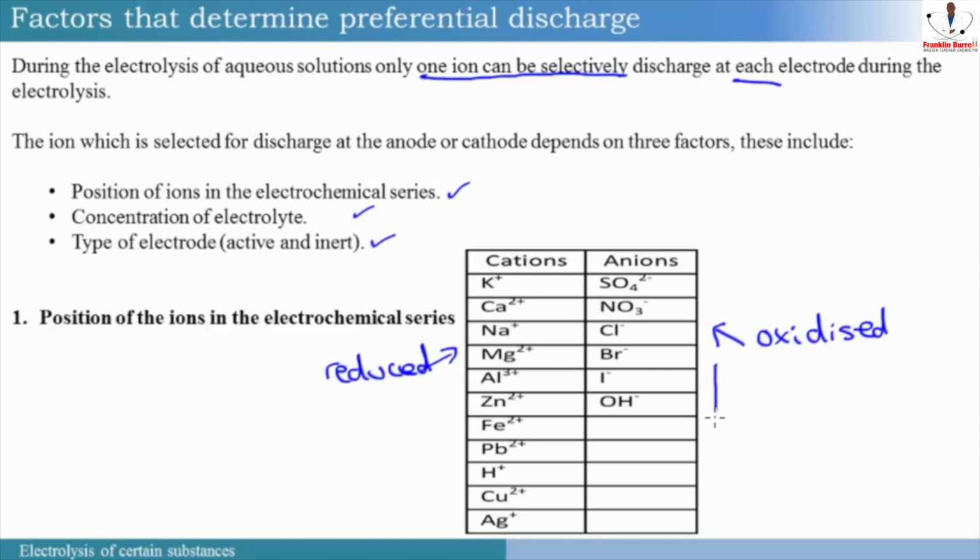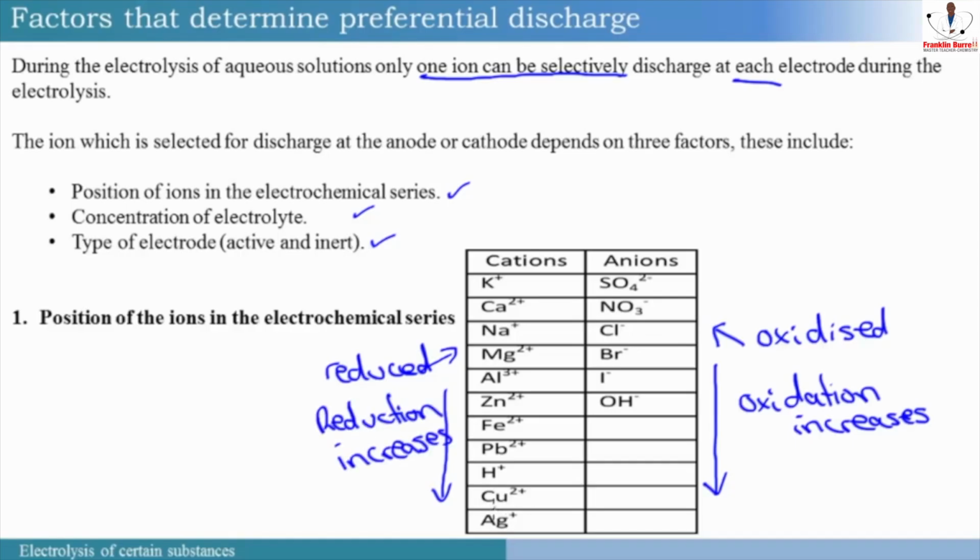Now, we said that for the anions, oxidation increases down the series, whereas for the cations, reduction increases down the series. So, in terms of the ions here, silver would come off or be preferentially discharged over lead ion, or copper would be discharged over H+ ion. In the case of the anions, hydroxide will be preferentially discharged over Cl- because it is more easily oxidized than the ones above. And over here, these are more easily reduced down the series.